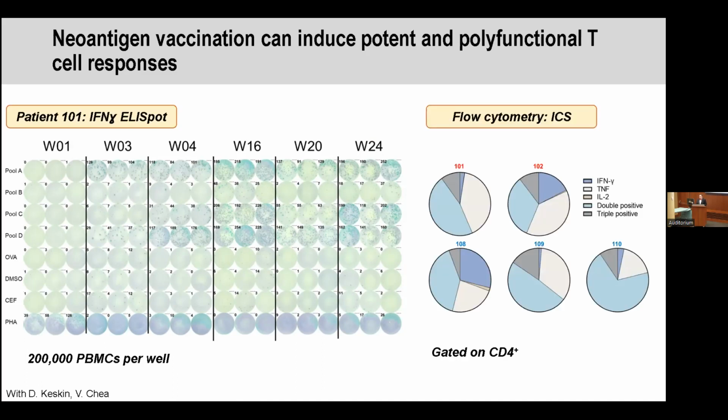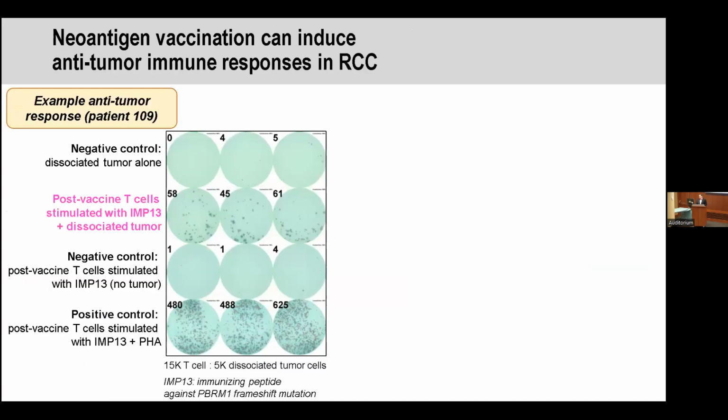And when we do flow cytometry and intracellular cytokine staining, we actually see that these are largely polyfunctional, that the T cells not only produce interferon gamma, but also things like IL-2 and TNF. And finally, moving beyond just vaccine reactivity, are we actually getting tumor reactivity?